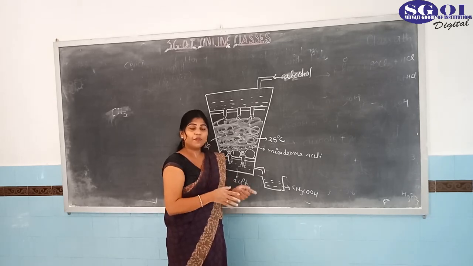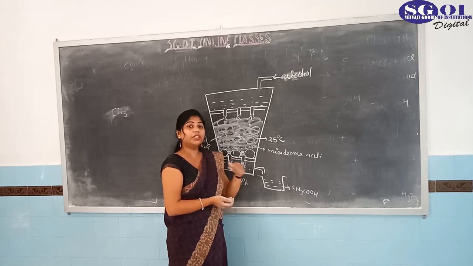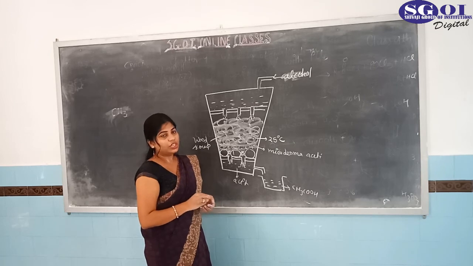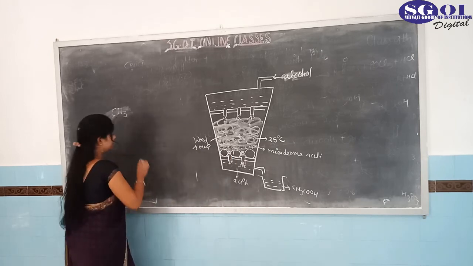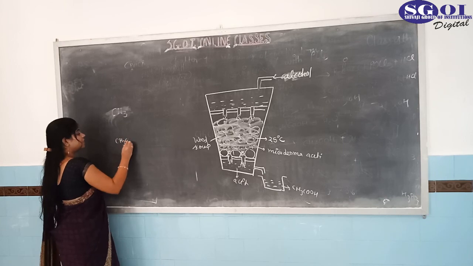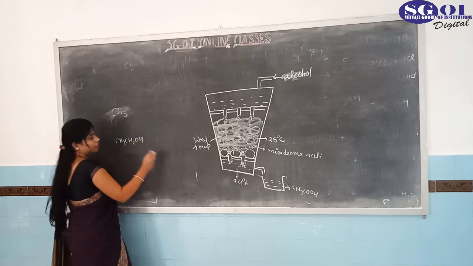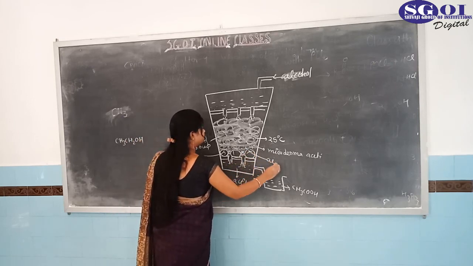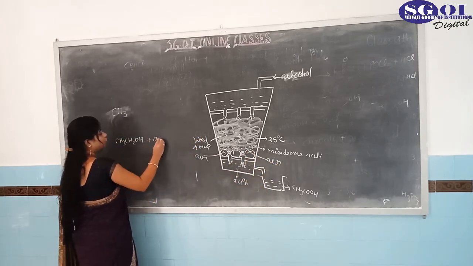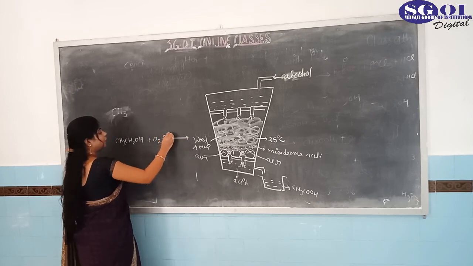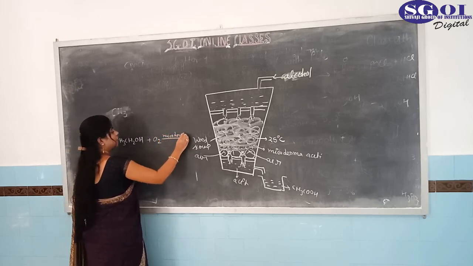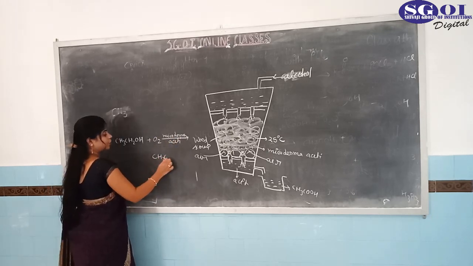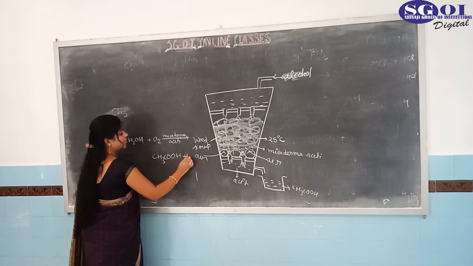As a result, crystals of acetic acid are obtained, which are 100% pure, and that 100% pure acetic acid is known as glacial acetic acid. The reaction of this method is CH3CH2OH, and here we pass air, because oxidation happens only in the presence of air. It reacts with O2 in the presence of bacteria, that is Mycoderma aceti, to obtain CH3COOH, that is acetic acid, plus H2O.